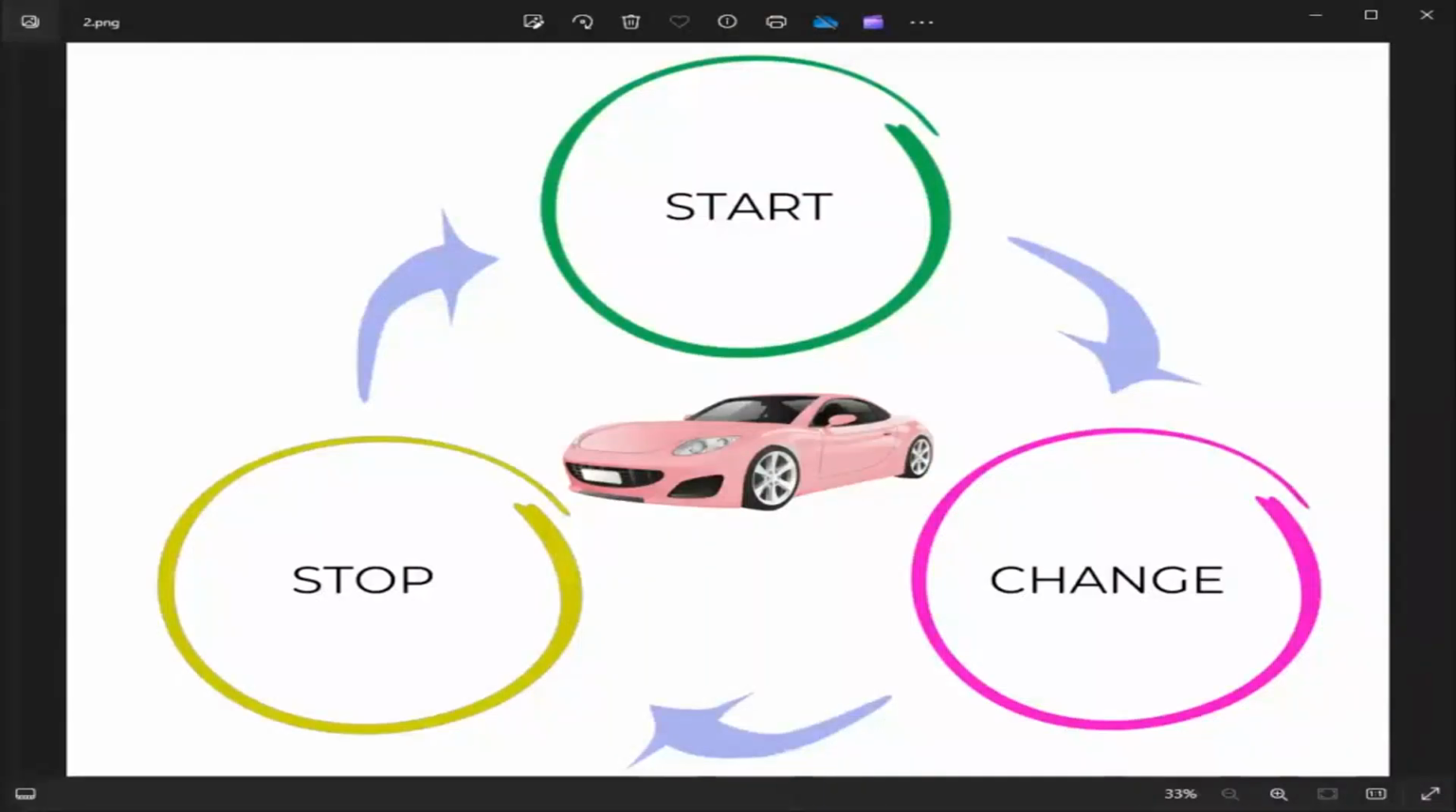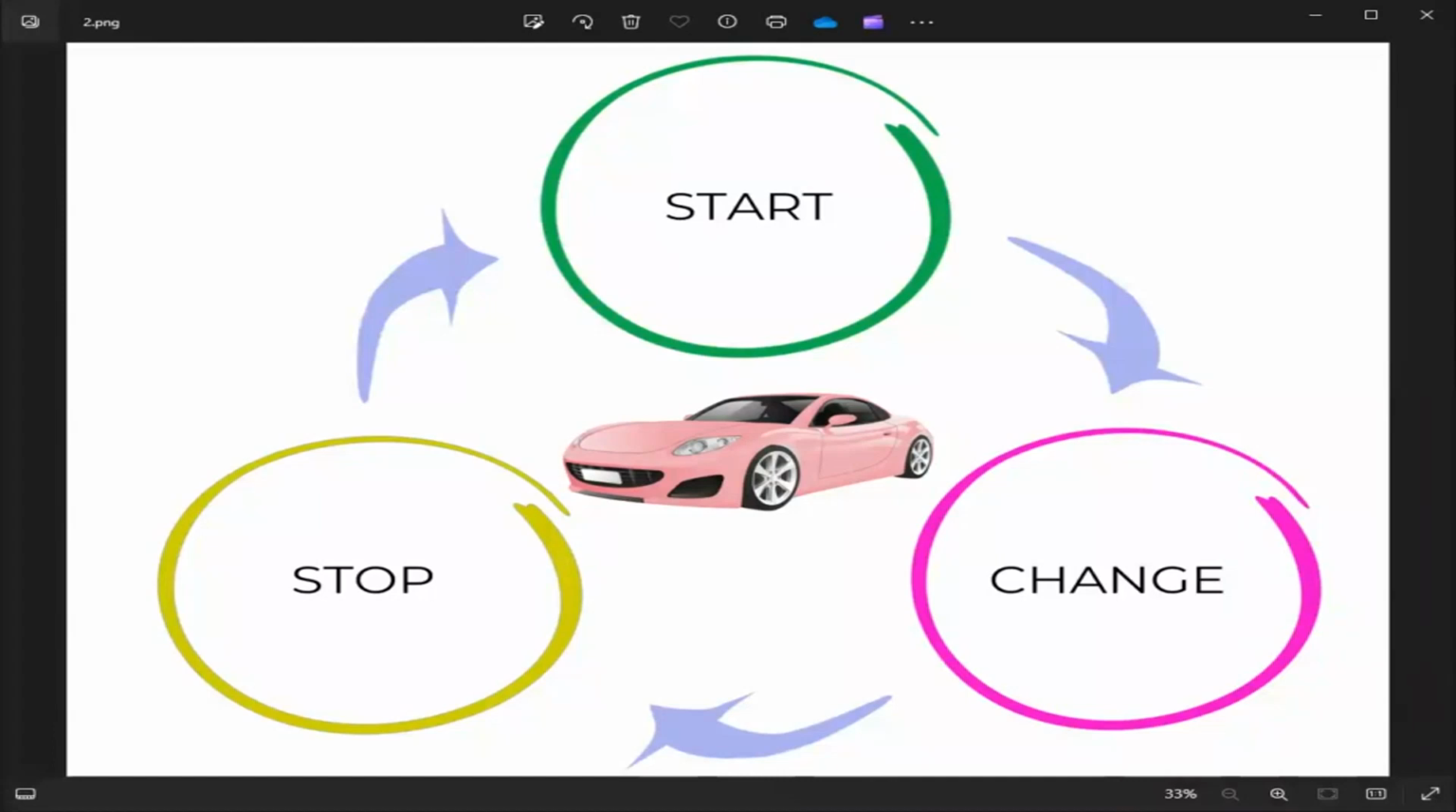So first, what we're going to do to make this easy is we're going to give you a non-body example. I think everybody can recognize this one. What you have here is a car, a nice little sports car. And with a car, aren't you starting, changing, and stopping it all the time?